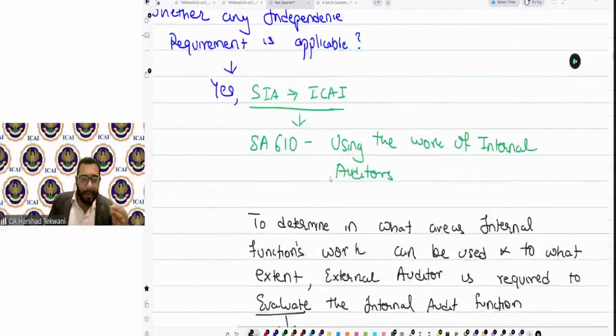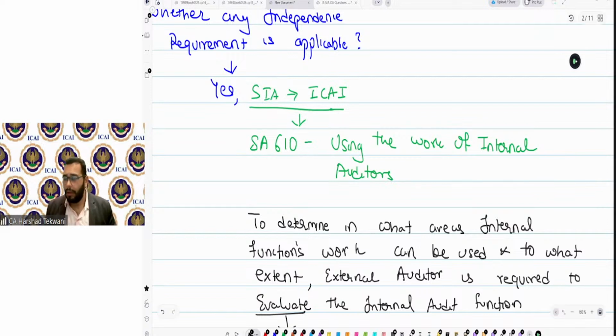So the independence requirement of internal audit is linked with SA 610. When an external auditor decides whether to rely upon the work of internal auditor or not, he evaluates whether the internal audit function is independent enough, whether they are competent enough, and whether objectivity is being maintained. The way external auditors determine the independence of internal auditor, the same way you can also determine. Clear? Any doubt?